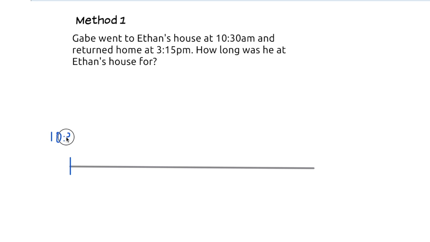So the start time is 10:30 a.m. and the finish time is 3:15 p.m. I'm then going to add on the nearest o'clock time after 10:30 a.m., which would be 11 o'clock a.m. So I've drawn that onto my number line as well. And now I'm going to figure out the elapsed time between 10:30 a.m. and 11 o'clock a.m., which would be 30 minutes. So I've added that onto the number line too.